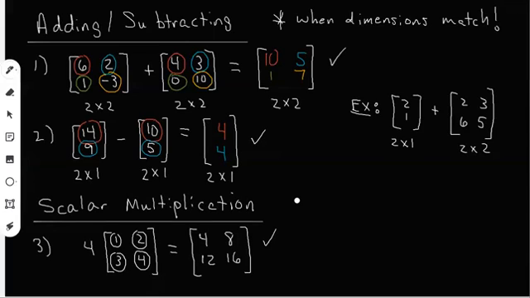Now, there's a whole bunch more we can learn about matrices and how to multiply them and how to divide them, but we're going to leave that for another day. But the last thing we're going to learn how to do today is a linear combination. And that's what we're going to talk about on the next slide.